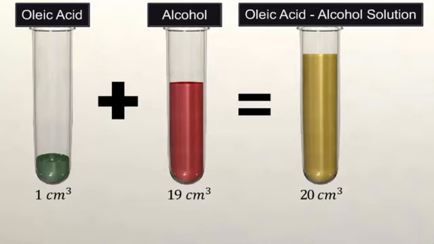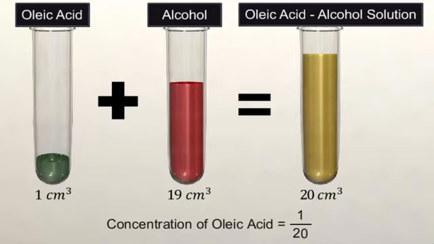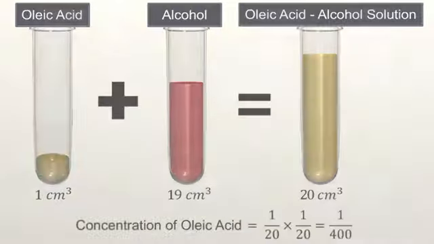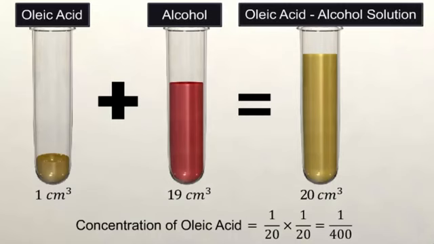To start with, we prepare a 20 cc of alcohol oleic acid solution with 1 cc of oleic acid in it, and dissolve 1 cc of this solution in alcohol to dilute it to 20 cc. This makes the concentration of oleic acid as 400th part of the solution.